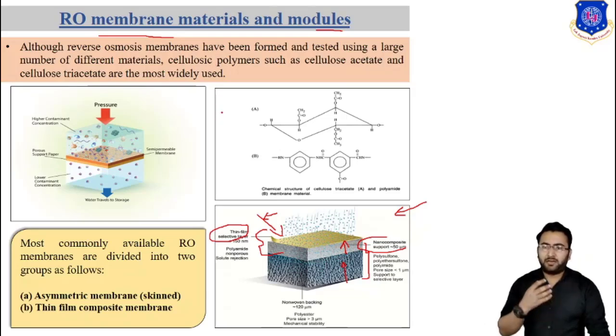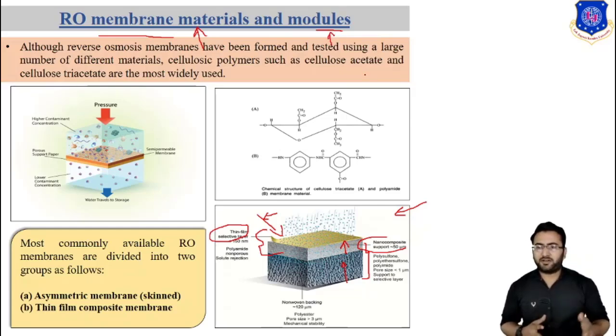Mostly cellulose acetate is used for the reverse osmosis membrane, and mostly spiral wound modules and hollow fiber modules are used for the reverse osmosis membrane. So this is all about reverse osmosis membrane materials and modules.